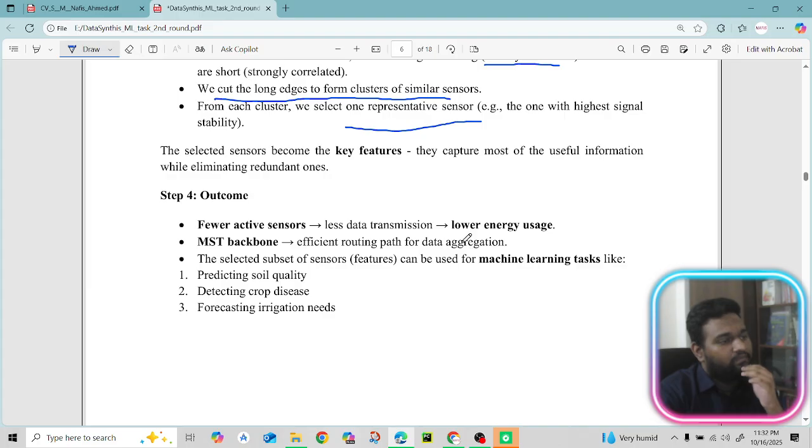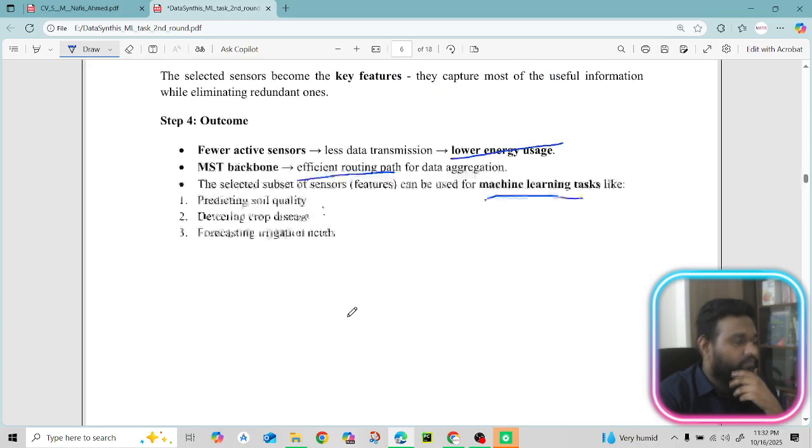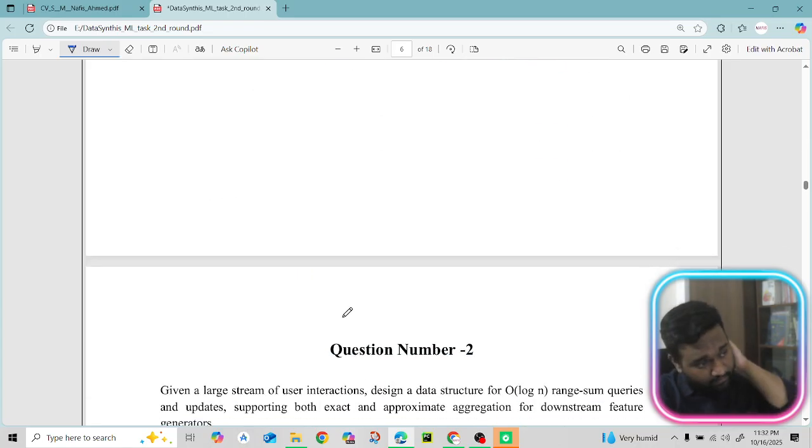So what's our outcome? Lower energy use and efficient routing. And in machine learning, our tasks, we can actually do very efficient prediction of soil quality, detecting crop diseases, forecasting irrigation needs. That's all. Then I move on to question number two.